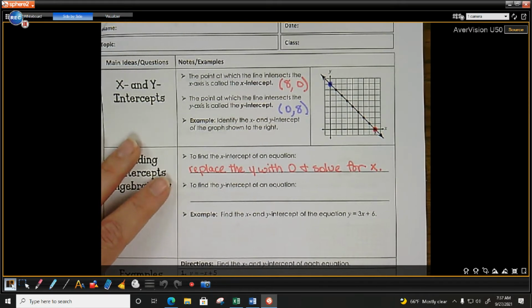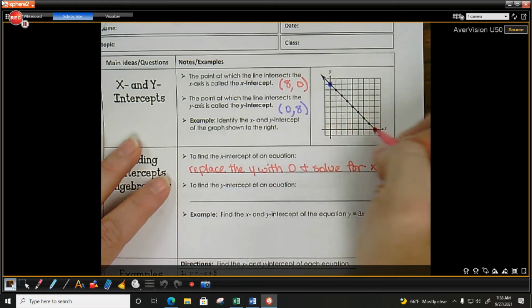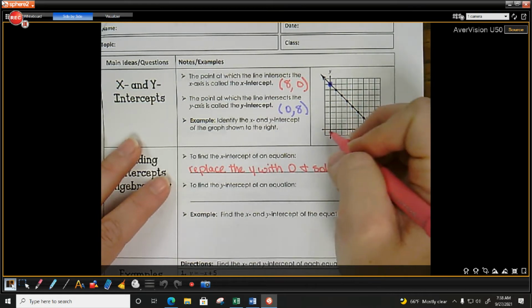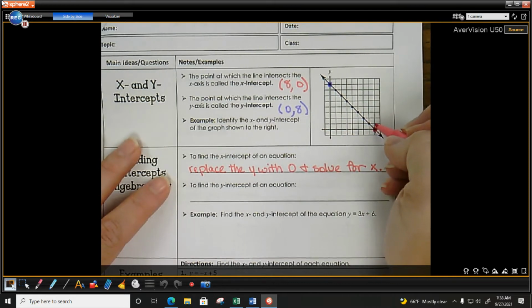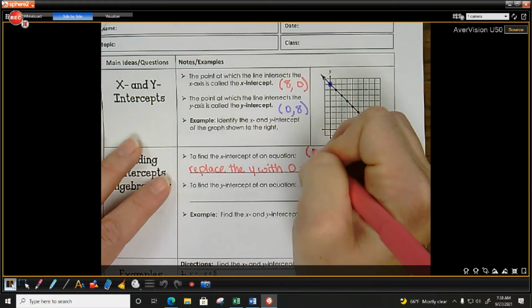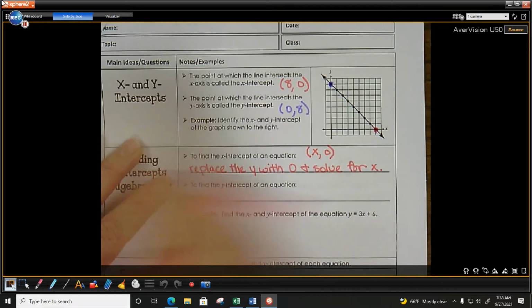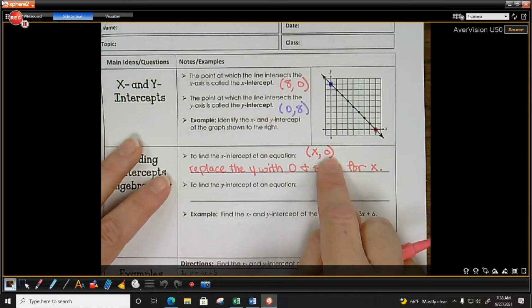Now let's talk about why we can replace the y with 0. If I'm on the x-axis, do you go up or down at all? No. Otherwise, if you go up, you're no longer on the x-axis. So that's why the y value, or your vertical movement, is always 0 for your x-intercepts. All of your x-intercepts are going to be written as x, 0. Some number, 0. The y value must be 0 to be an x-intercept. Otherwise, you're not on the x-axis.